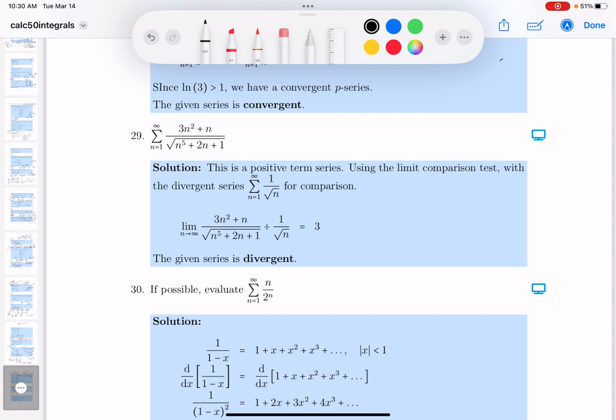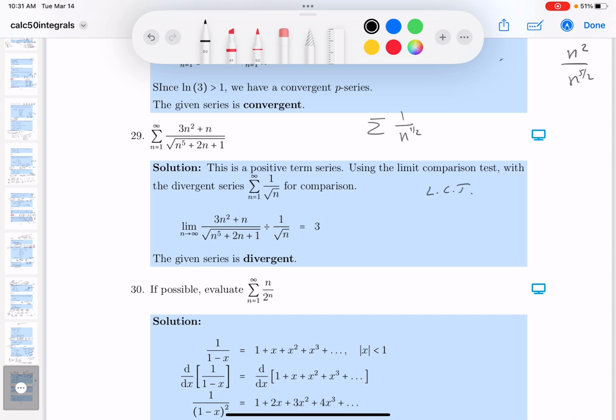The top's like n squared. The bottom is, let me write this over here, n squared. The bottom is actually just n to the 5/2. All right, now looking at that, if I were to reduce that, it looks like it's gonna compare nicely to this one over here, because 5/2 minus 2 is just a half. So I'm gonna use the limit comparison test.